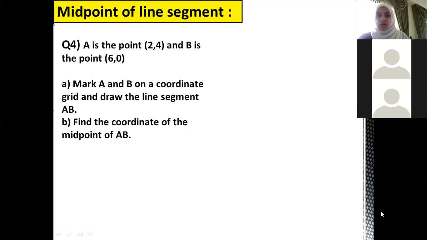Okay, so let's explain this exercise. We have A is the point 2, 4. By the way, these are the exercises from the booklet that I will send to you. So you can simply print the booklet and do your answers or check your answers as written in the booklet. Okay? So we have A is the point 2, 4 and B is the point 6, 0. And they want you to mark them on a coordinate grid and draw the line segment AB. So the first part, here we are. Okay? Is that clear? Does it show?